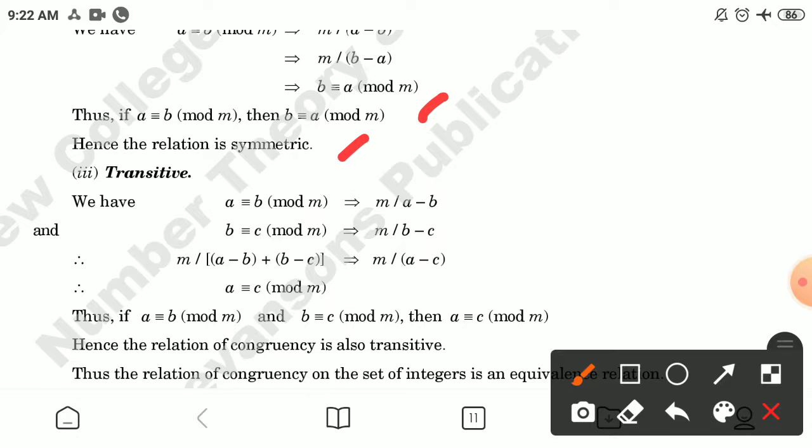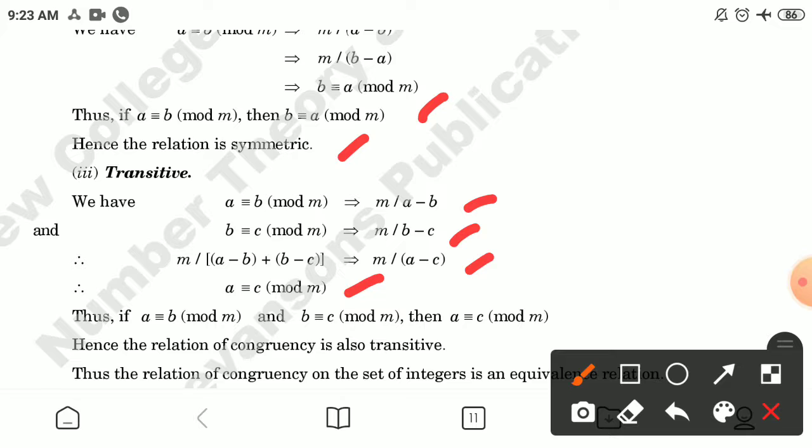Third, the relation is transitive. We have A is congruent to B mod M, which implies M divides A minus B, and B is congruent to C mod M, which implies M divides B minus C. Therefore, M divides (A minus B) plus (B minus C), which also implies M divides A minus C. Therefore, A is congruent to C mod M.